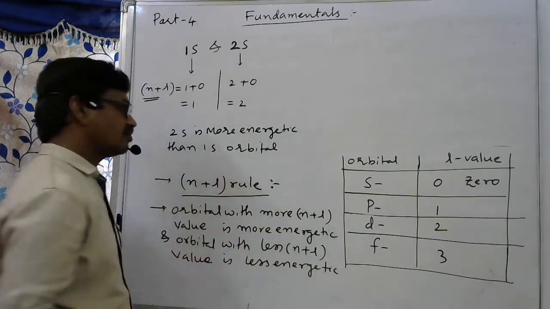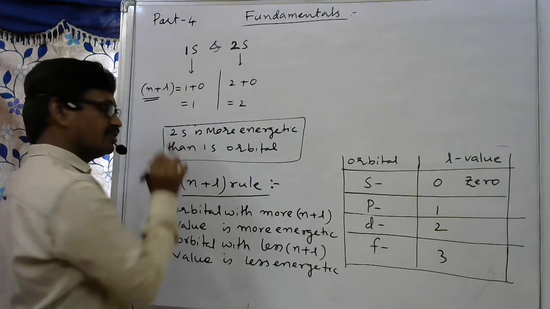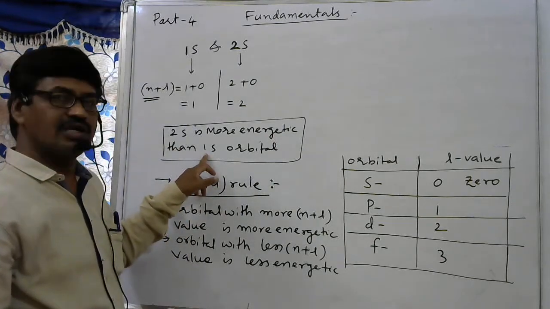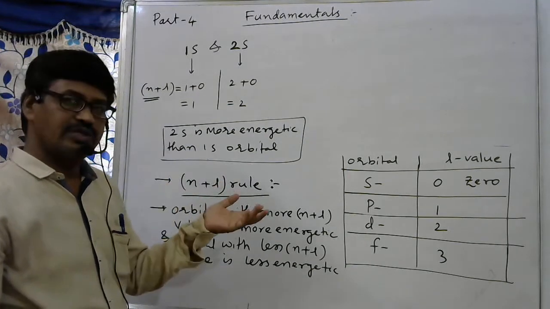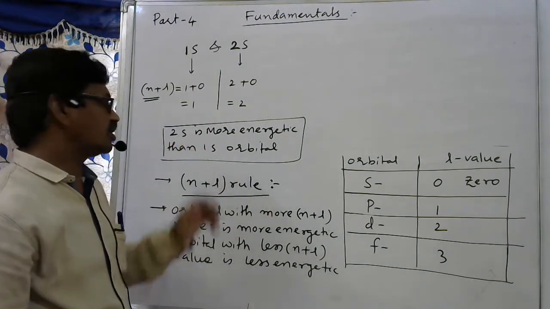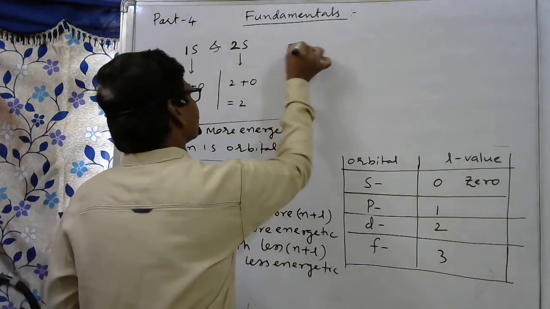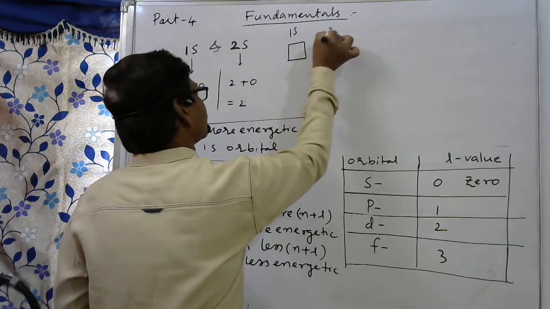Then the 1s orbital. So from this, what can we expect? First we have to distribute the electrons to the 1s orbital. After filling the 1s orbital completely, then we have to distribute the electrons to the 2s orbital. S orbital means what? You know, one box. Here two orbitals: 1s orbital, then 2s orbital.